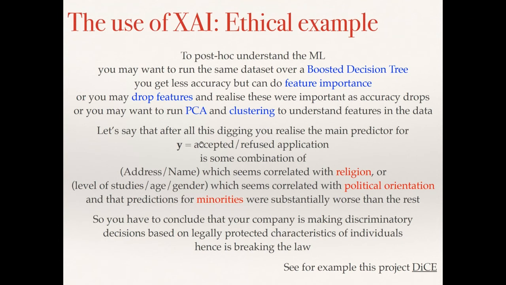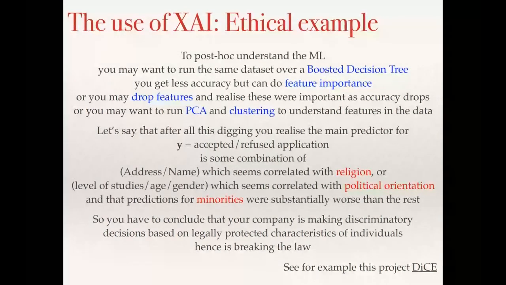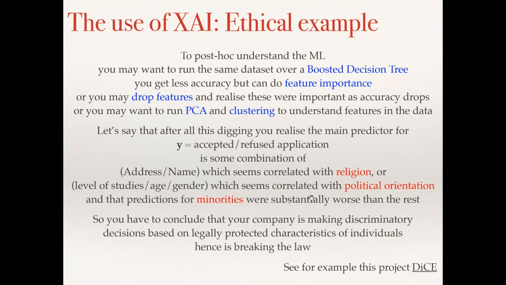Okay? And let's say that after all this digging, you realize that the main predictor for whether an application is accepted or refused is some combination of the customer's address, let's say the postcode, and the name, which at least in the UK might be related to and quite correlated with religion. Or you realize there is some clustering around level of studies, age, and gender, or some other combination, which again seems to be correlated with political orientation. And you also realize that the accuracy of predictions for minorities, those groups of people that are less represented in the data set, is substantially lower than for the rest.